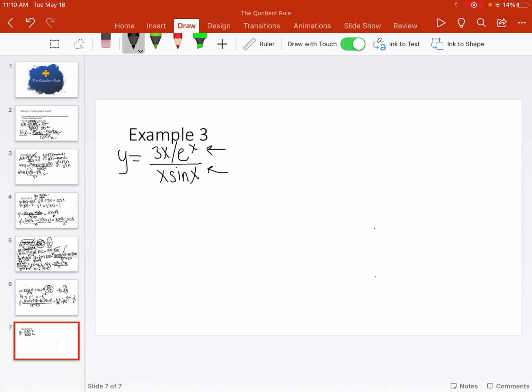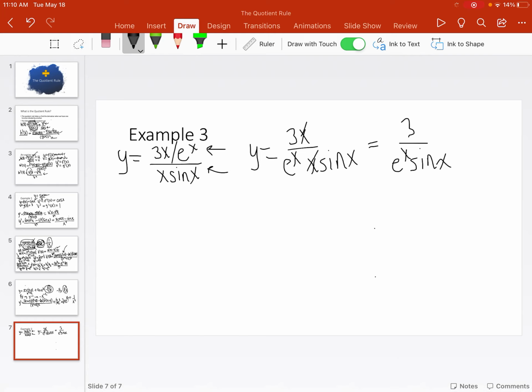But I'm going to leave a more complicated question for a tutorial. Because this question is kind of nice, we can simplify this. We can rewrite this as 3x over e to the x times x sine x, and these x's cancel out. We just get 3 over e to the x sine x. So we don't have to double apply the quotient rule here, but we still have to use the quotient rule.